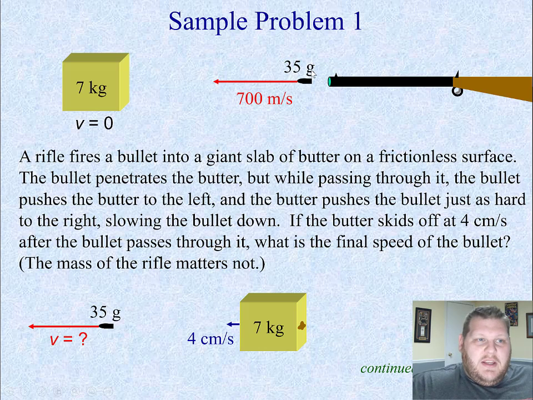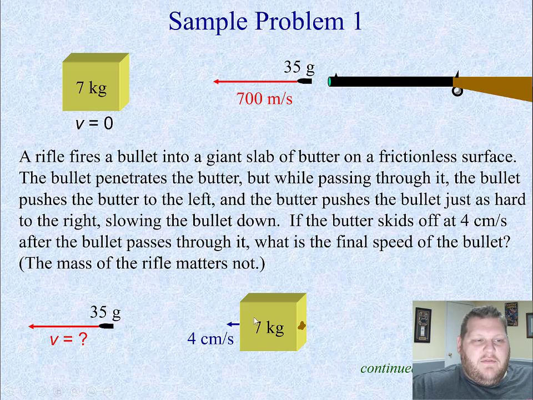So this is beforehand. The information we're given: 35 grams is the mass of our bullet, traveling at 700 meters per second. Our block of butter has a mass of 7 kilograms, and since it's sitting still, we know it has a velocity of 0. Afterwards, after the bullet has passed through the butter, the masses have not changed. We're assuming there's no shrapnel left in the butter, and the bullet's not pushing any butter off of the block. We're going to assume constant masses here.